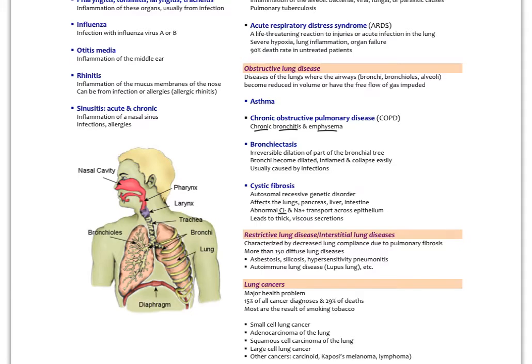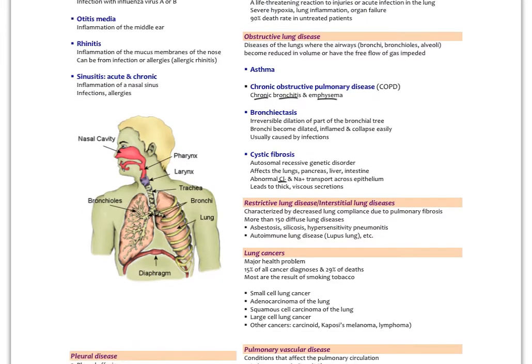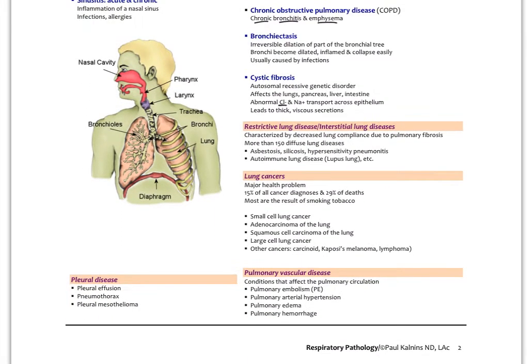Those would be the more restrictive diseases, not involving so much the airways like the obstructive diseases do, but more the actual lung tissue in the alveoli. Autoimmune lung disease also would be in this category. So lupus, one manifestation of lupus is pulmonary disease. And then lung cancers, and we'll go through the different types of lung cancers.